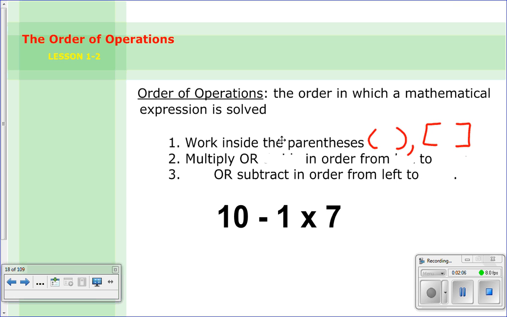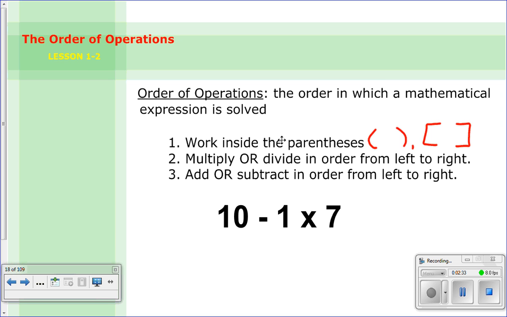Then you multiply or you divide in order from left to right. All right. So basically you start on the left side and you go to the right. Multiply or divide, whatever comes first. Number 3, you add or subtract in order again from left to right. All right, so those are the 3 main steps.